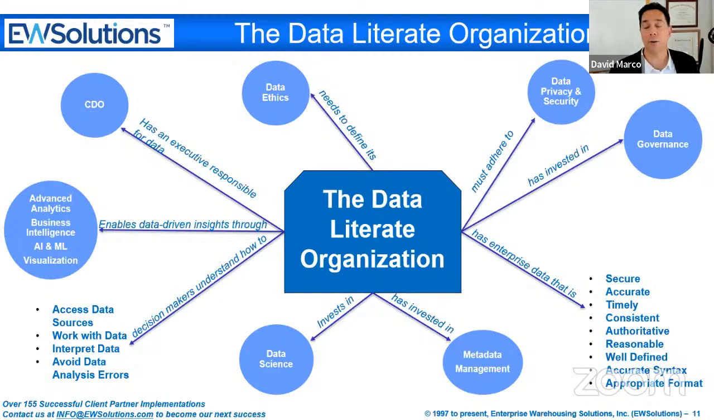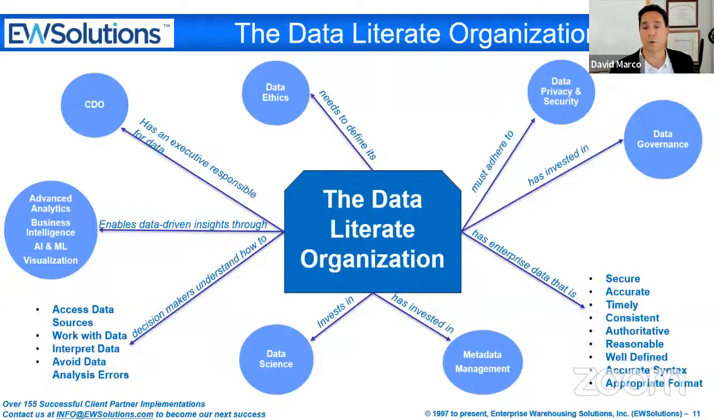So when we look, though, at really what makes an organization data literate, I use this chart. First off, a data literate organization must adhere to data privacy and security, not only regulations, but also doing what's right, making sure that we are safeguarding our information in an ethical, proper manner. A data literate organization invests significantly in data governance. In fact, I would argue if you don't have a top tier data governance program, I don't really see how you can be data literate.